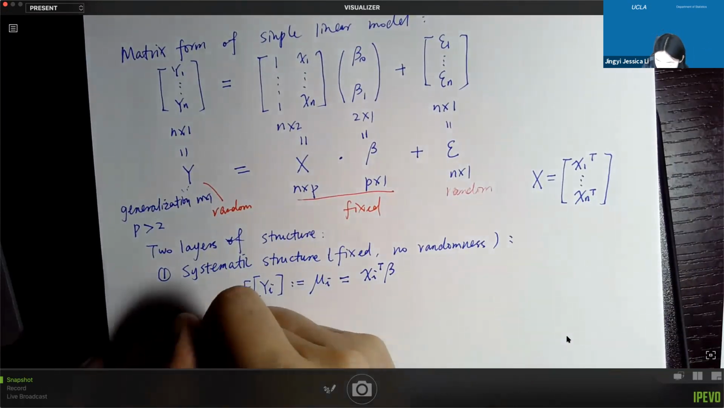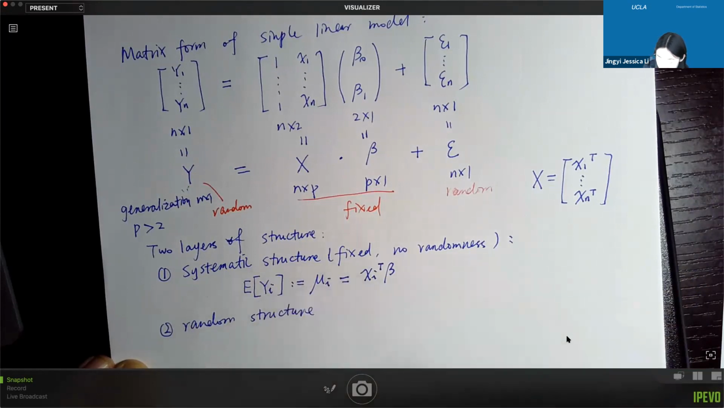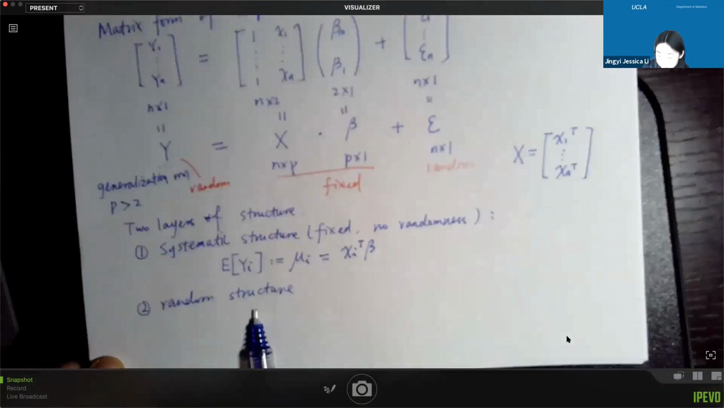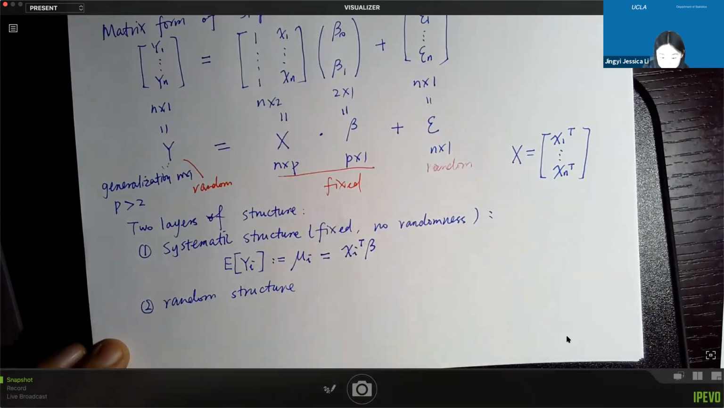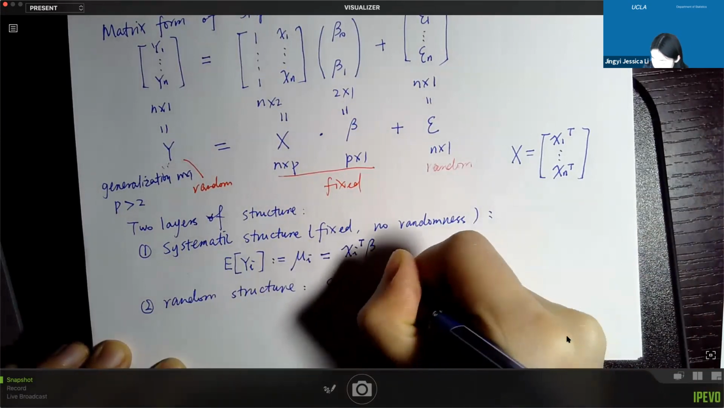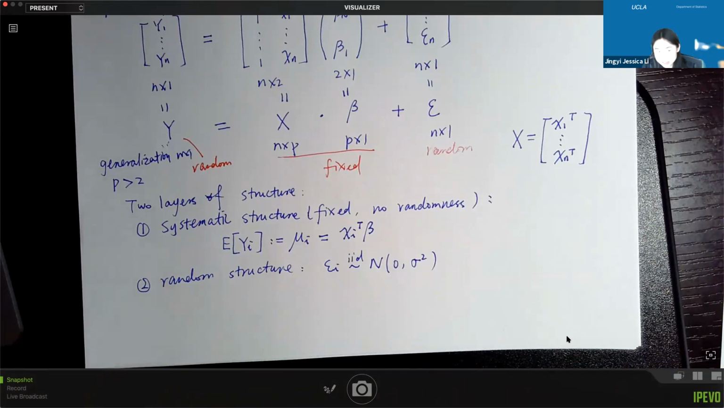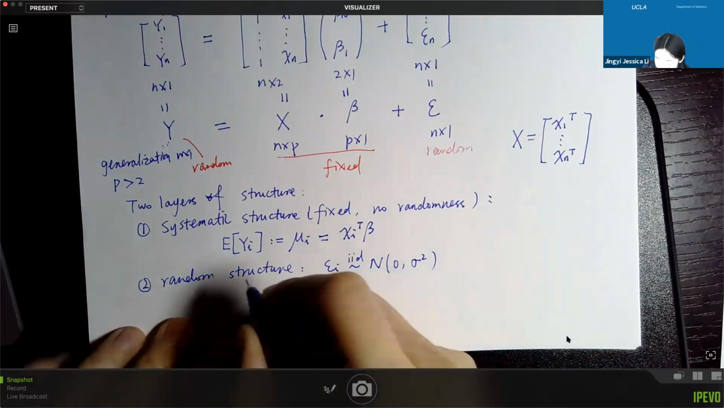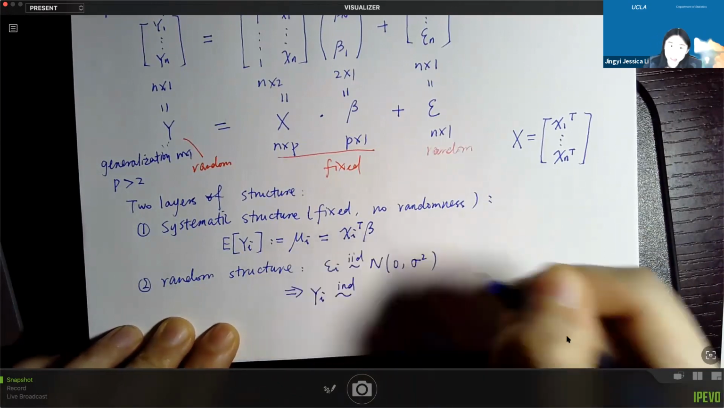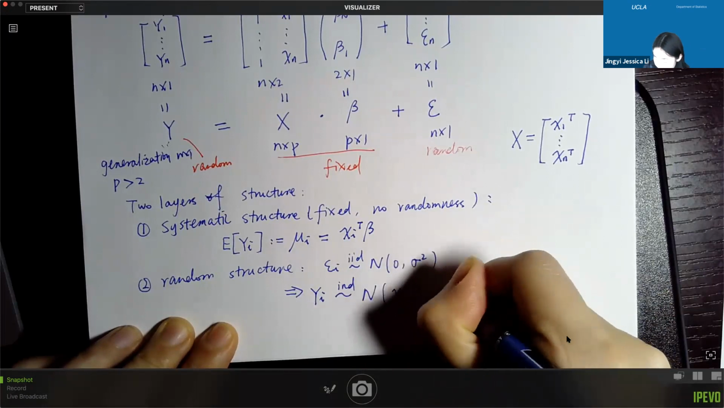And the second structure is what we call the random structure. This is related to where the randomness comes from for the model. And this is the key part, right? It's about how we can specify the model likelihood. So the random structure here is because of this epsilon i, right? Given that epsilon i is normal distribution, IID actually, 0, sigma square. That's the random part. And if we translate this into the randomness of yi, each yi is independently distributed with mean as the expectation, xi transpose beta, variance sigma square.